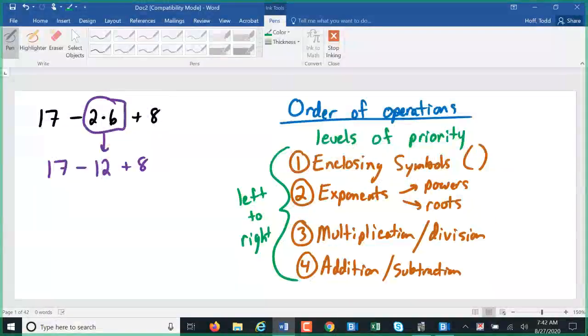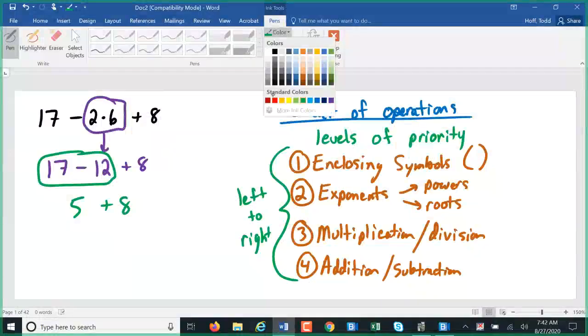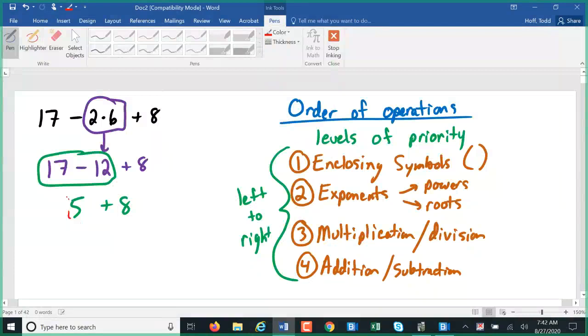So anyway, we have both subtraction and addition here. They are the same level of priority, so we're going to work left to right. 17 minus 12 is 5. And then we have the 5 plus 8, which is 13. And that is the solution for that.